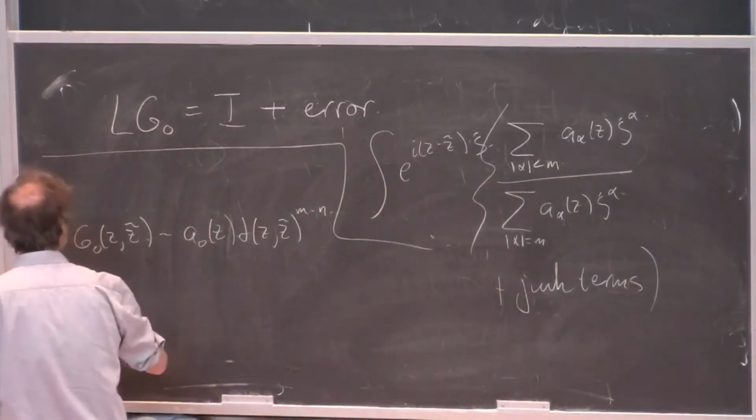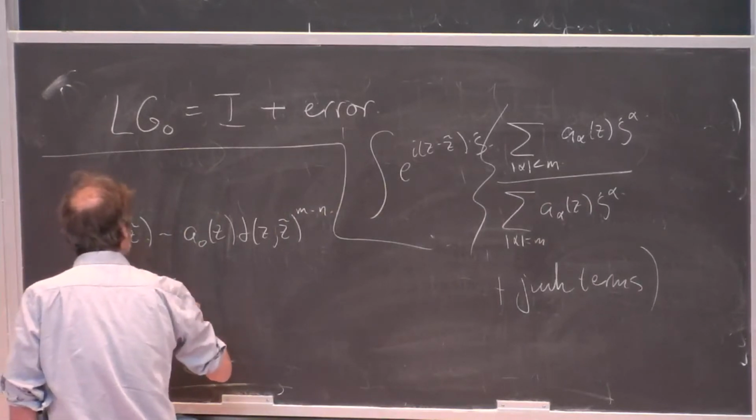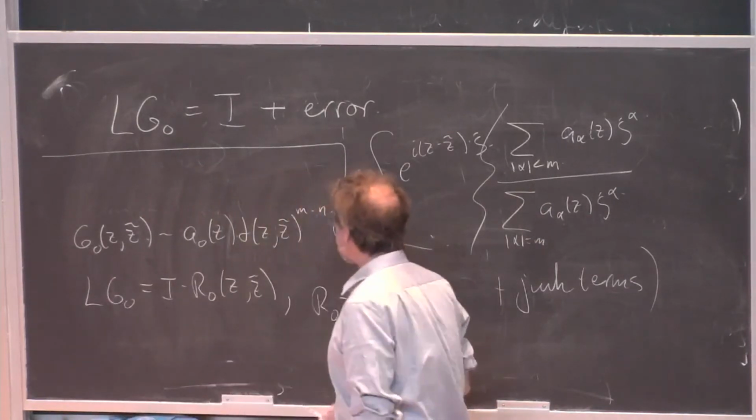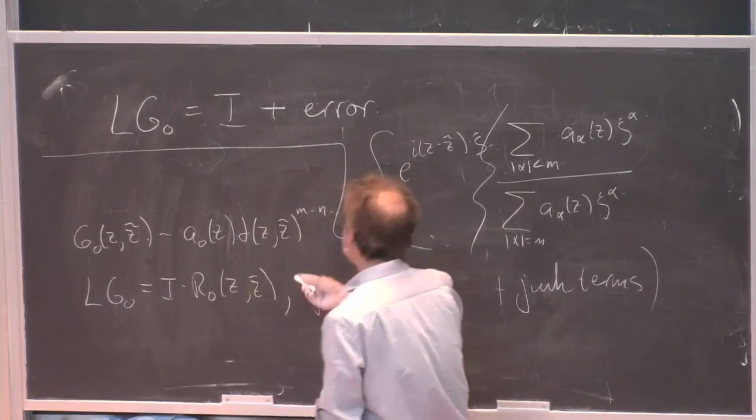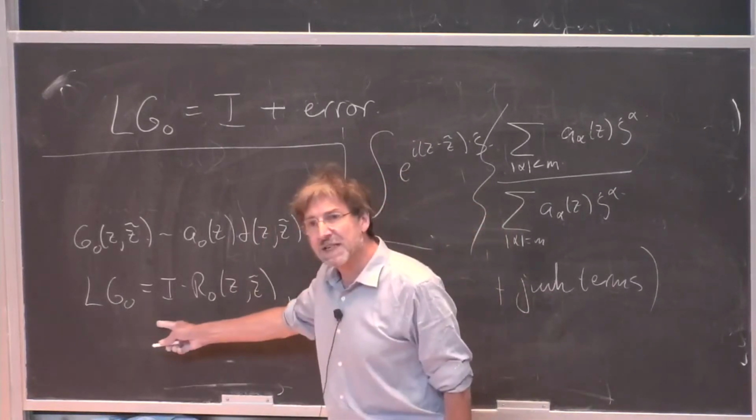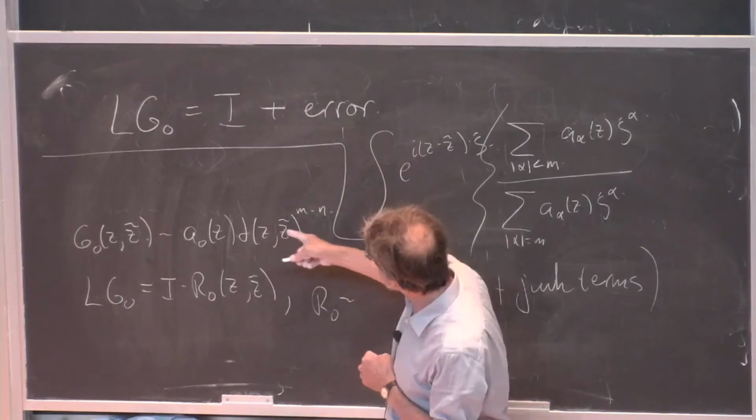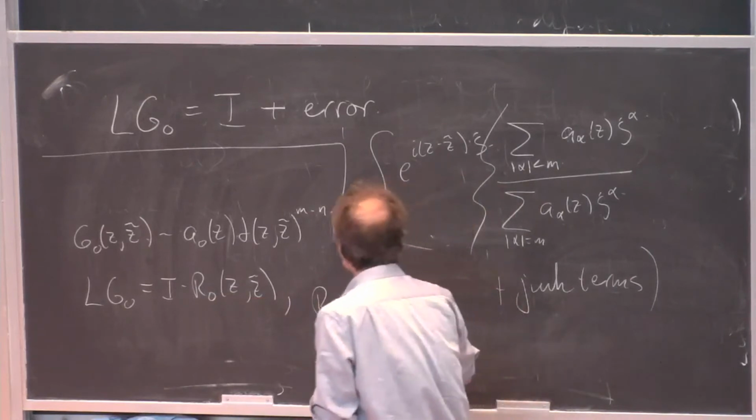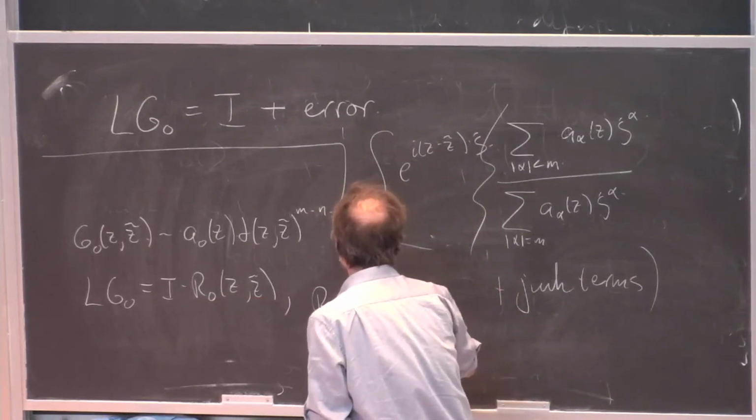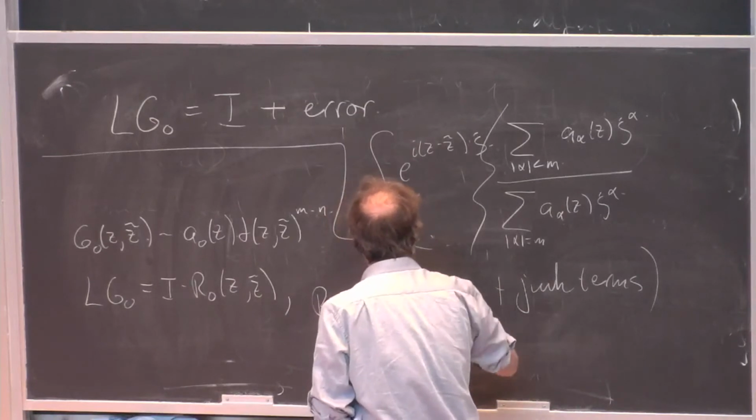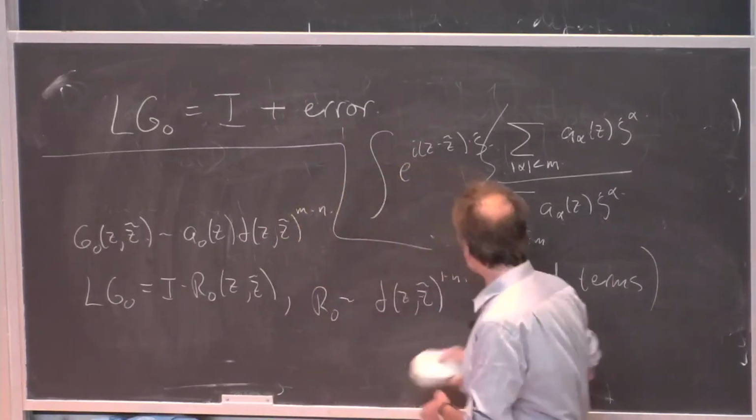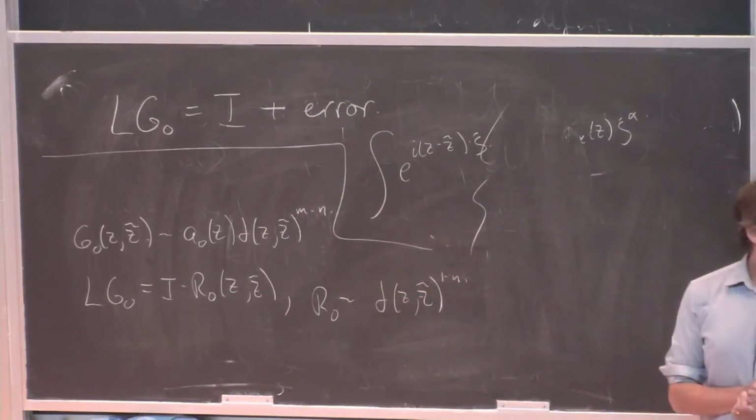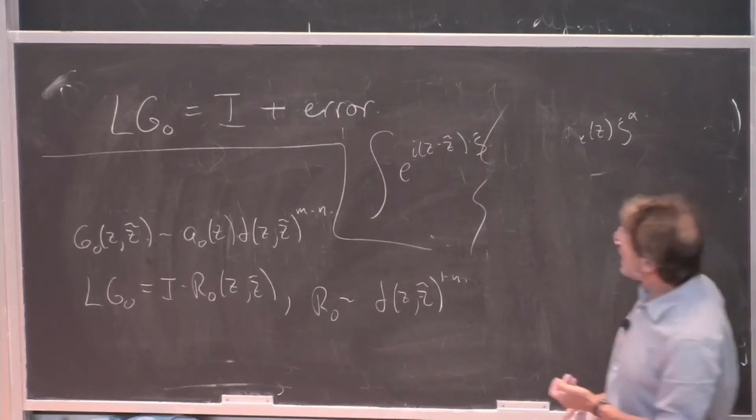What this R naught looks like, if I take L of G naught equal to the identity minus R naught of z and z tilde, this R naught has a Schwartz kernel that looks like, well, it's a little bit better than the identity, which looks like essentially distance of z minus z tilde to the minus n, right? That's something of order 0. So this will look like something of order distance from z to z tilde to the 1 minus n. So this is a locally integrable thing. It's a little bit smoother than the identity operator. Okay, you've gained a little bit. Okay, well, you keep on going.